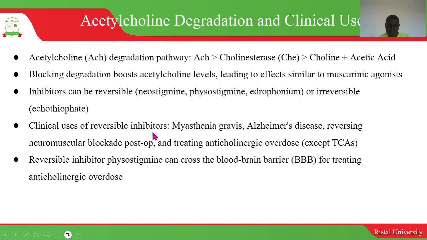The clinical uses of the reversible inhibitors are in treating diseases like myasthenia gravis. We shall talk about myasthenia gravis in the coming slide. We looked already at Alzheimer's disease, and then reversing the neuromuscular blockade postoperatively and treating anticholinergic overdose. So it can be used as an antidote to overcome overdose due to treatment with anticholinergic medications, for example tricyclic antidepressants like amitriptyline. Reversible inhibitors such as physostigmine can cross the blood-brain barrier (BBB) for treating the anticholinergic overdose.